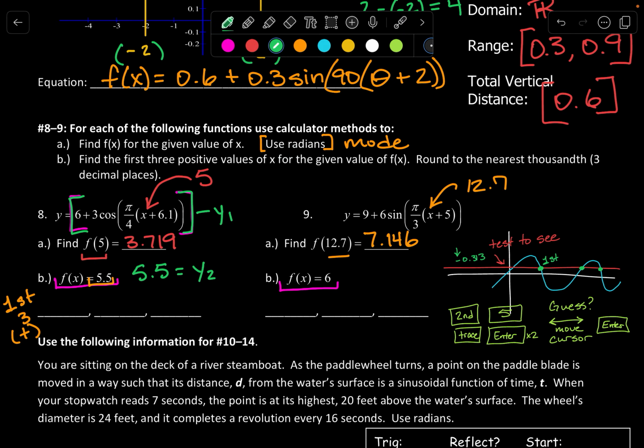I'm going to second, trace, 5, enter, enter. I'm going to drag over to that next one. I'm going to hit enter, and it gives me 4.113. I'm going to second, trace, 5, enter, enter. Go over to the next. Hit enter. It gives me 7.687. And then I'm going to do it one more time. Second, trace, 5, enter, enter. When it says guess, I'm going to move my cursor over to that third intersection, and I get 12.113.